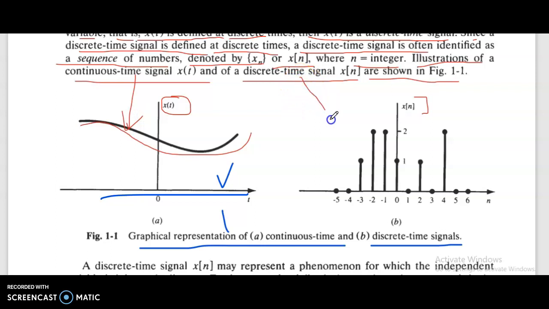The discrete time signal is this one, x of n. On the x-axis, n is minus 5, minus 4, minus 3, minus 2, minus 1, 0, 1, 2, 3, 4, 5, 6 and so on. Here x of n is on the y-axis. This is the discrete time signal.